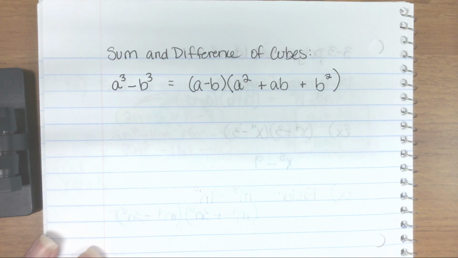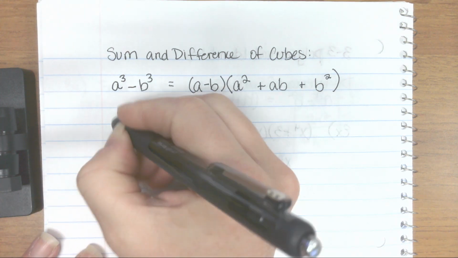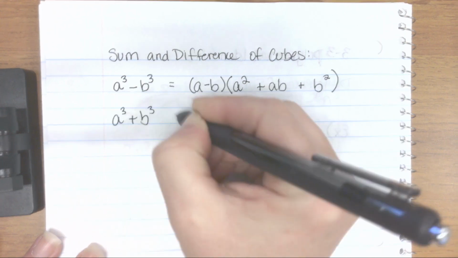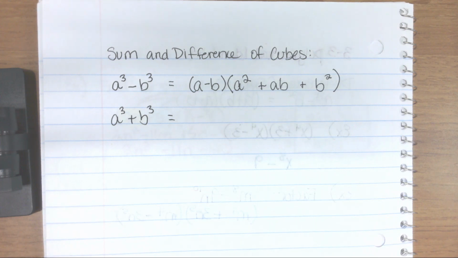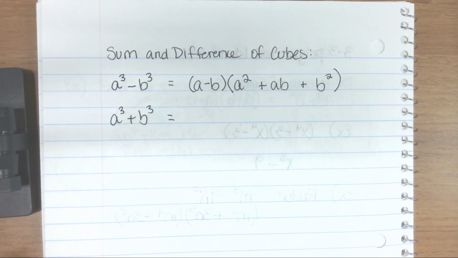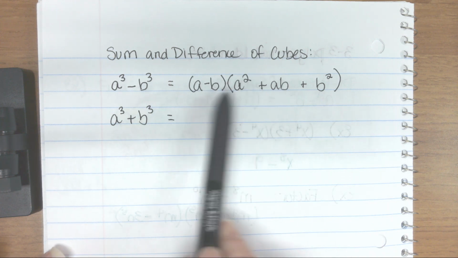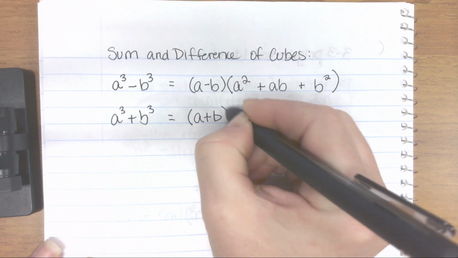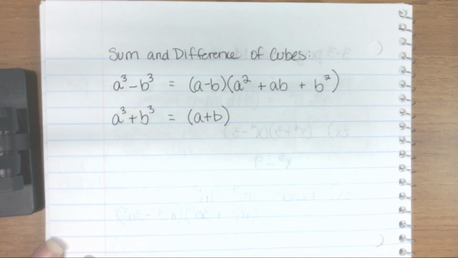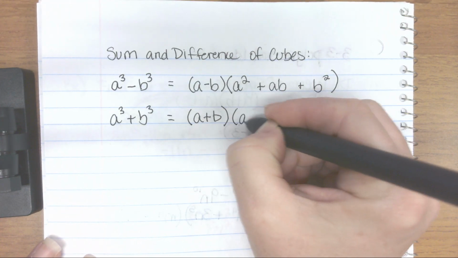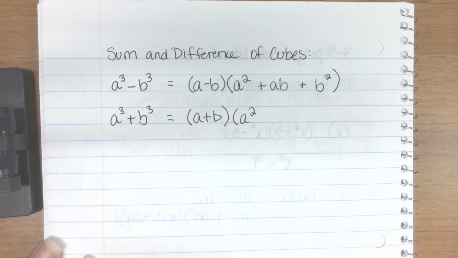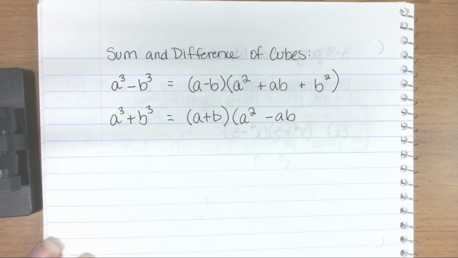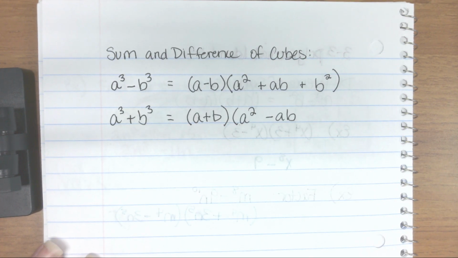Okay, so the sum of cubes, A cubed plus B cubed. The only difference is that these two signs are switched around. So the first factor would be A plus B, and then the trinomial would be A squared, we're going to multiply those together again, minus AB, and then plus B squared.